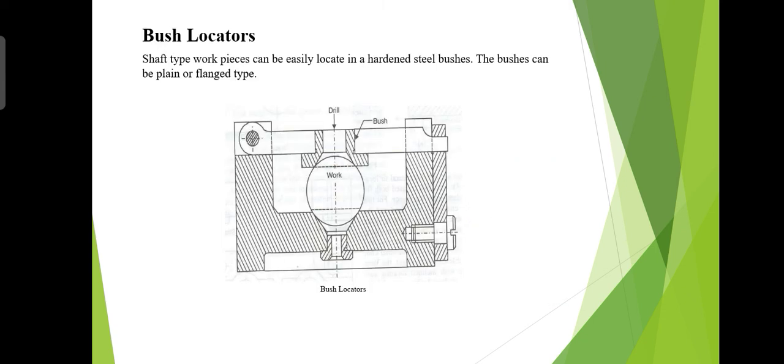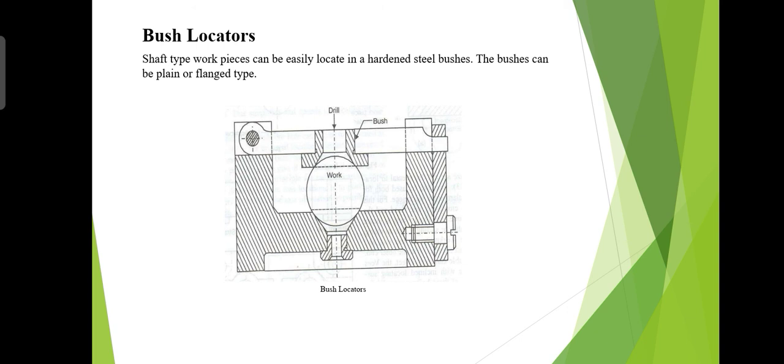Now we will discuss bush locator. Shaft type components can be accommodated in hardened steel bushings. Small bushings may be pressed or driven into the jig or fixture body. Large bushings are push fitted in the body and locked with the help of screws. In all the bushes, the entrance of the bush is chamfered or a proper radius is provided to facilitate locating of the workpiece, and this is the basic diagram of bush locators.